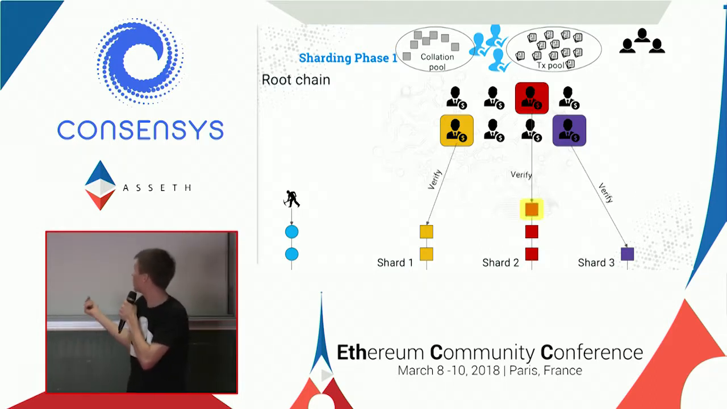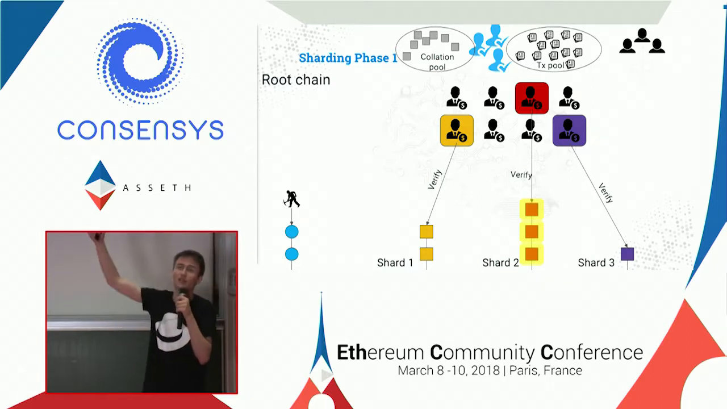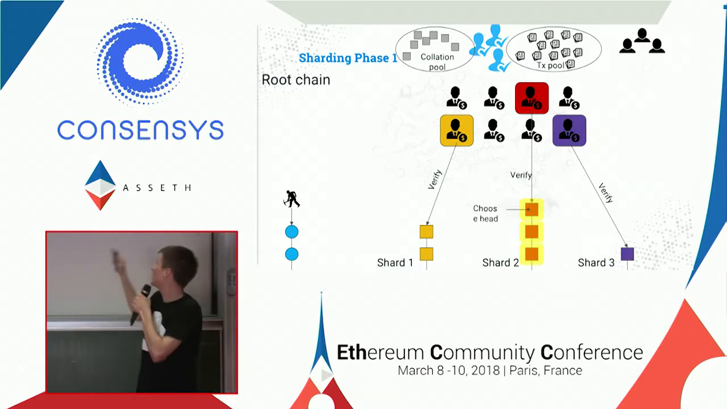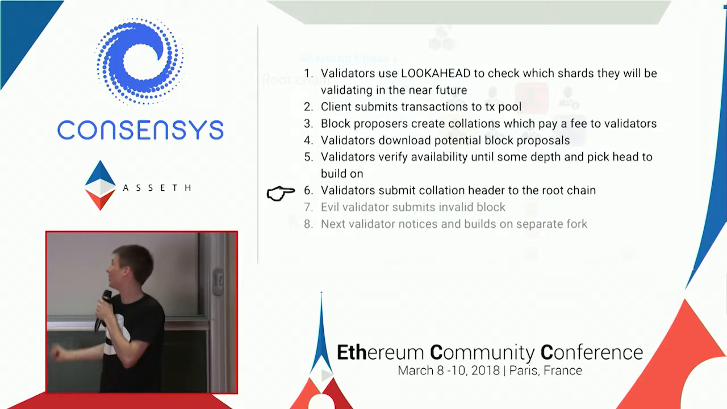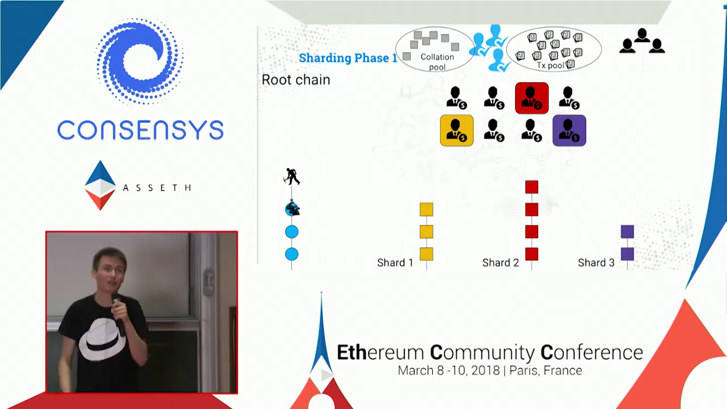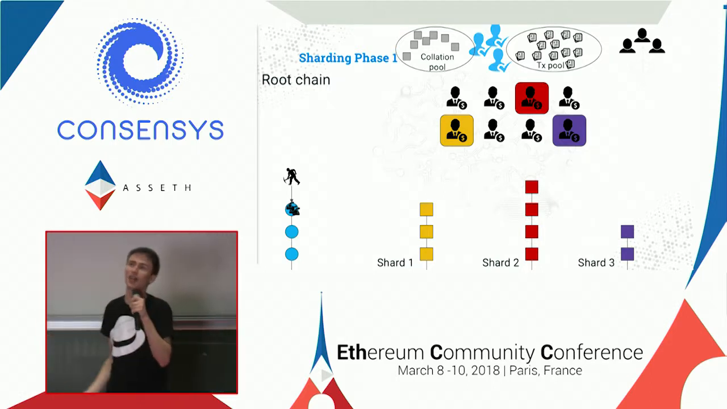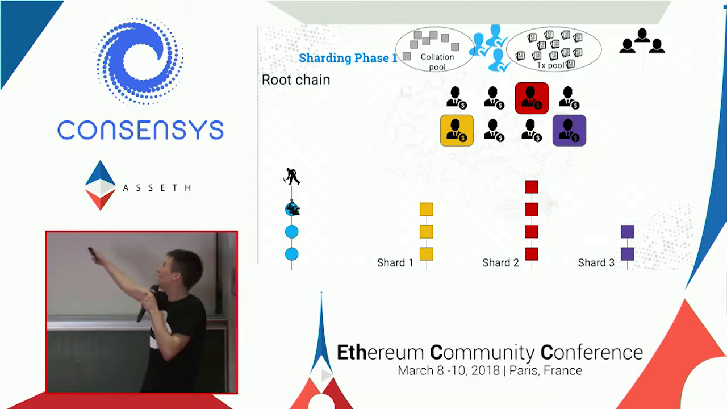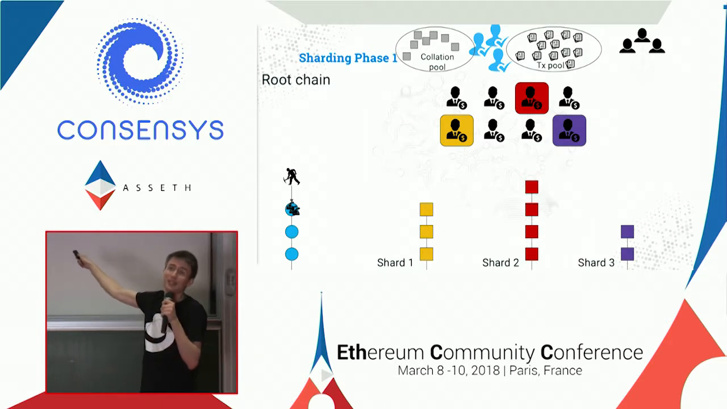So they're just going to go 1, 2, 3, they verify as far back as they would like, and then they choose a head and they build on top of it. So submit some collation headers to the main chain, and boom, now we have updated all of our shards at the same time. So you can kind of think each one of these validators is running a pretty simple protocol.